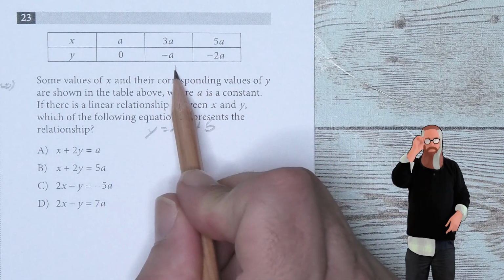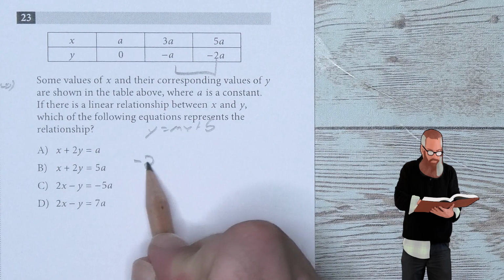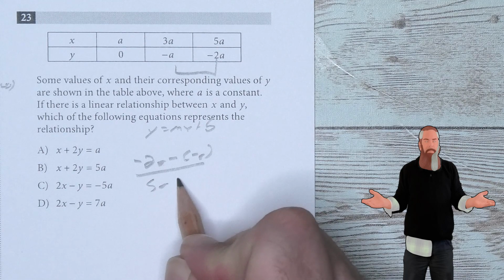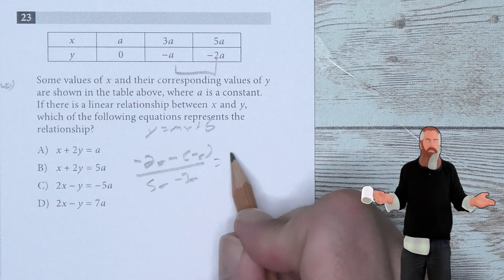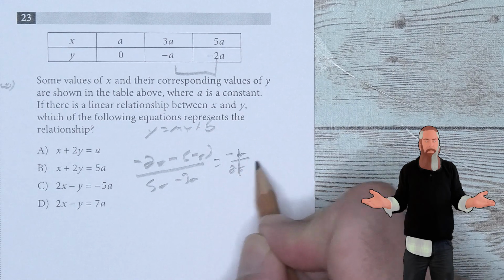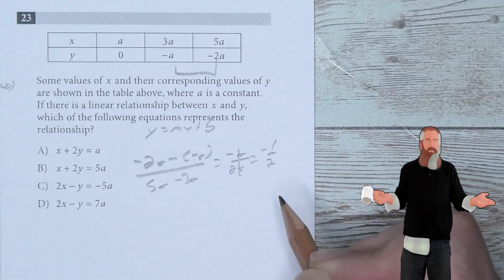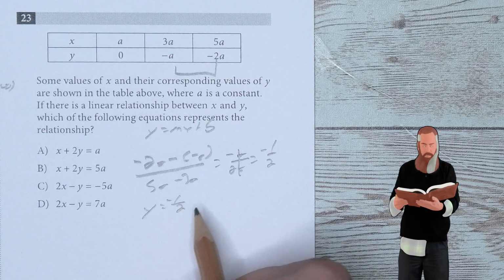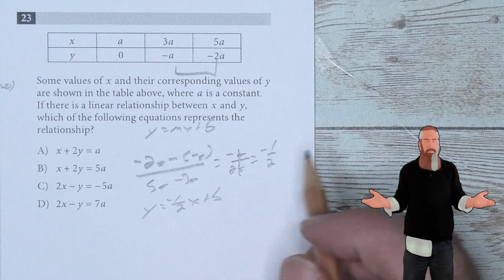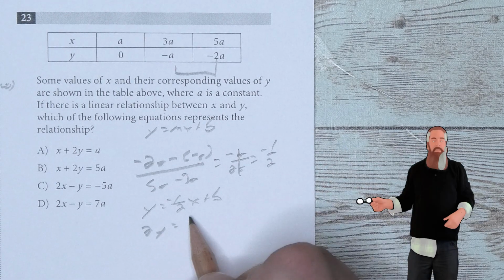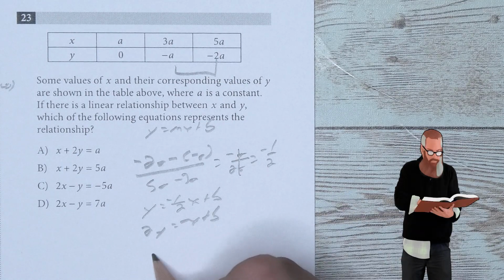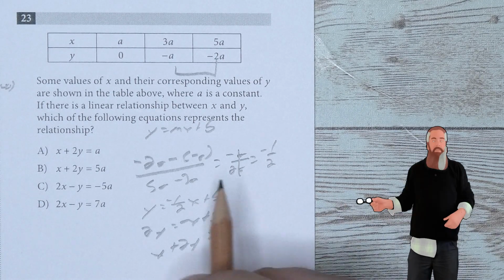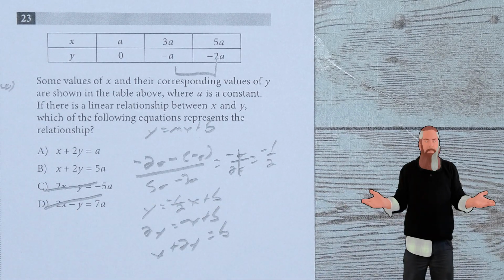So if we chose these 2 points, for example, we would wind up with negative 2a minus a, negative a, over 5a minus 3a. This would give us negative a over 2a, which would give us negative 1/2 as the slope. So looking at this equation, I have y is equal to negative 1/2 x plus b. Multiplying everything by 2, I would have 2y is equal to negative x plus b, or x plus 2y is equal to b. So I need an x plus 2y, and that means C and D are both eliminated.